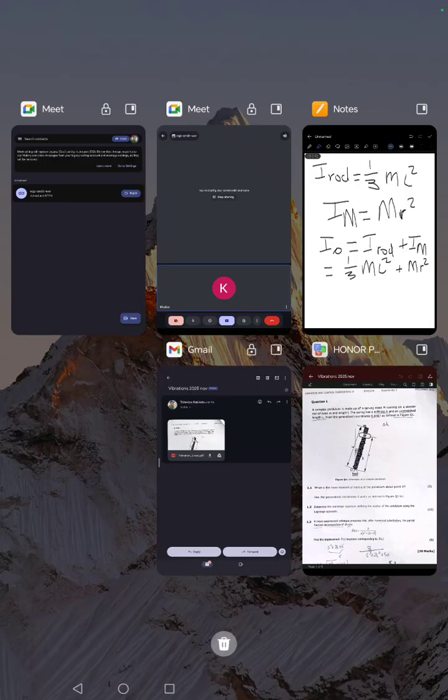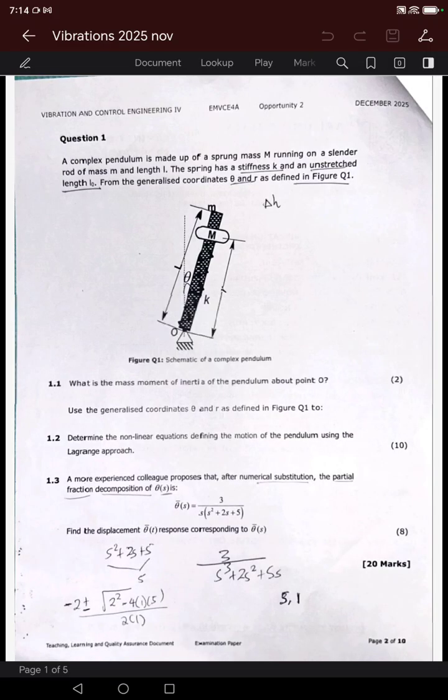Let's go back here. 1.2. So 1.1. Oh, 1.1. No, there's no need. We're going to use the generalized coordinates in 1.2, the r and the theta. Sorry. Okay, no problem. Yes, it's only 2 marks, so there's no need to do a lot of things.